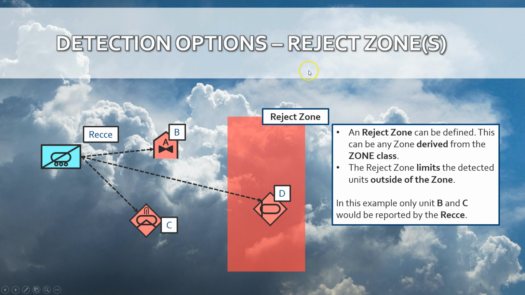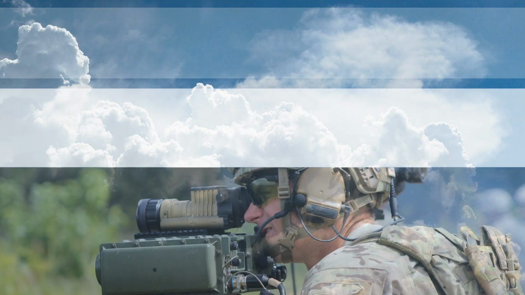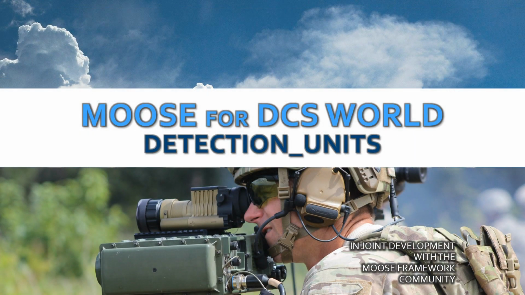Also, you could say, I will only accept targets when they are in a zone or when they are not in a zone. For example, I will reject D here, but I will accept B and C because they're not in the reject zone. There are other options, but they are still under construction. I'm not going into details on those.